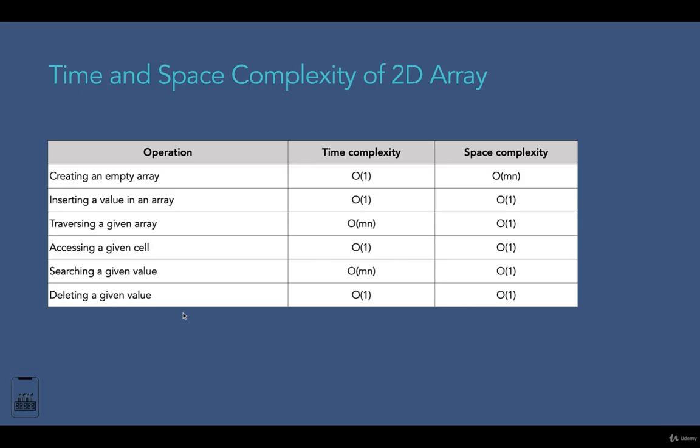Now the last operation is deleting a given value. Similarly to inserting a value in a two-dimensional array, we are just updating the value of the given cell. So if the default value is 0 or -1 or -2 to the power of 31, we are just setting this cell's value to the default value that we have set before. So that's why space and time complexity will be O(1). While doing this operation, extra memory is not required and extra time is not required. So with this we have come to the end of this lecture.